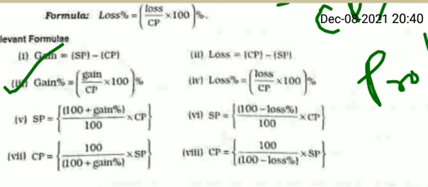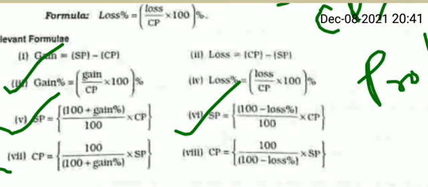Next, another one, students, if cost price and gain percent, these two items are given and you are asked to find out the selling price of the article, then you have to use the fifth formula. So in this case, selling price will be (100 plus gain percent) by 100 into CP. Okay. In another case, formula number 6, when cost price and loss percent are given and you are asked to find out the selling price, at that time selling price is equal to (100 minus loss percent) by 100 into cost price.